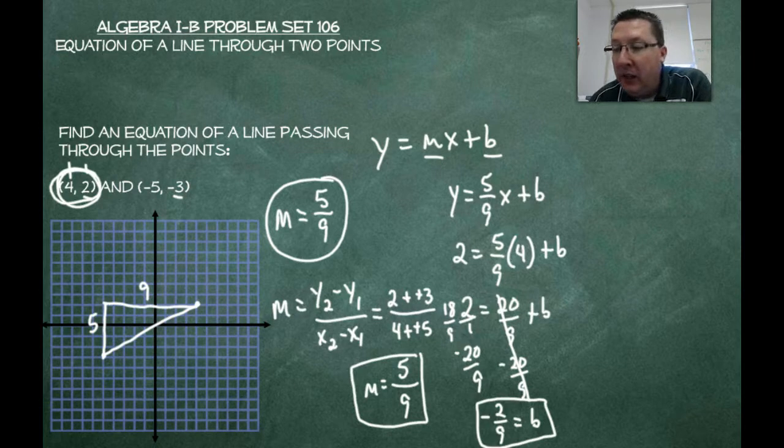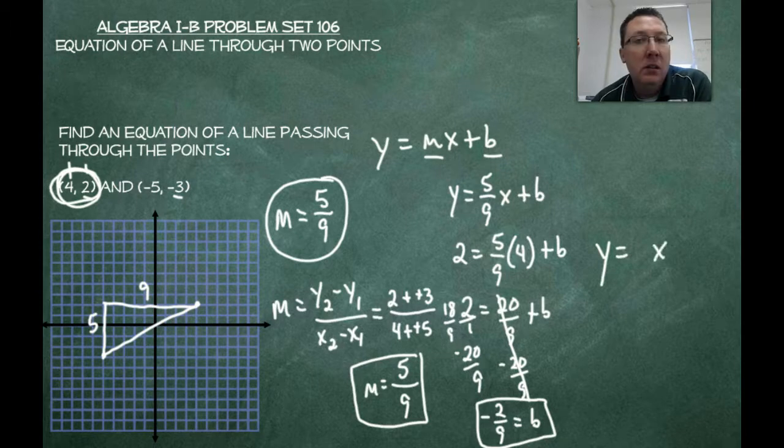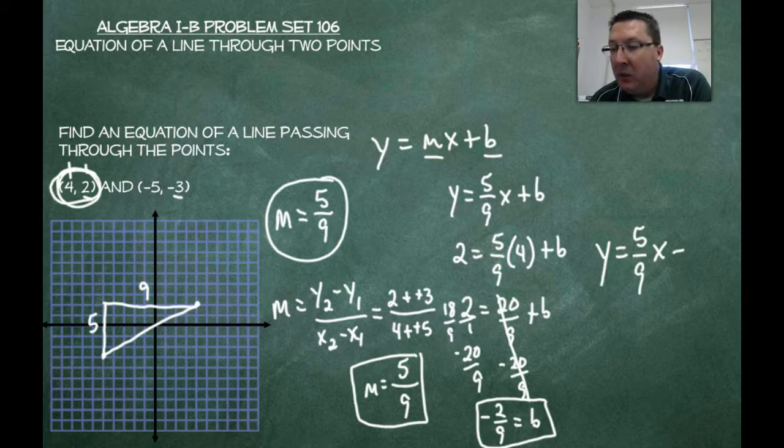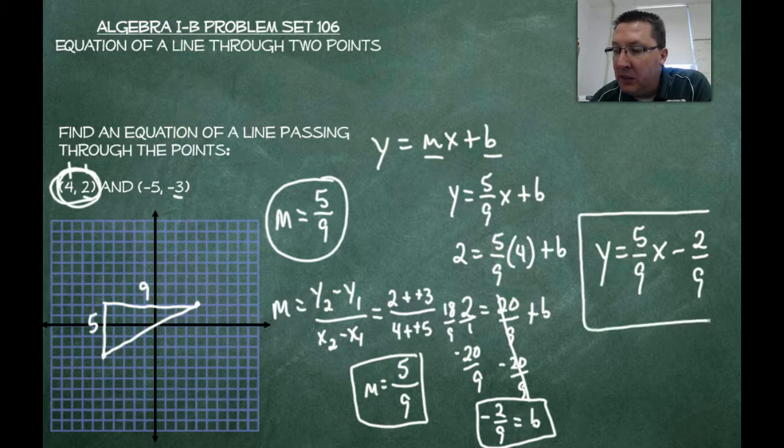So now we can write our final equation. When you write these equations, you have to have y equals something x plus or minus a number. So y equals mx, our m is 5/9. So we have y equals 5/9 x plus b, or since this is a negative b, we can put -2/9. You could have plus -2/9 as well. This is our final equation. Okay?